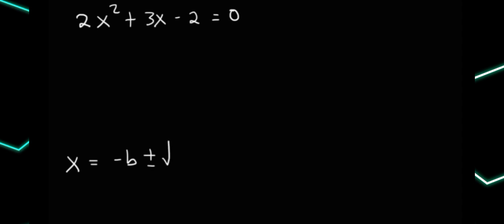So let's start with this one. We have the equation 2x squared plus 3x minus 2 equals 0. Our goal is to find the value of x, in which the equation can be proven true. So for our formula, we have x equals negative b plus or minus the square root of b squared minus 4ac over 2a.